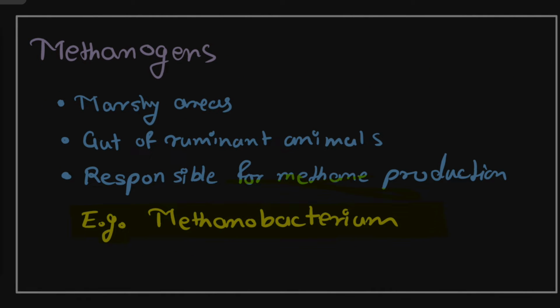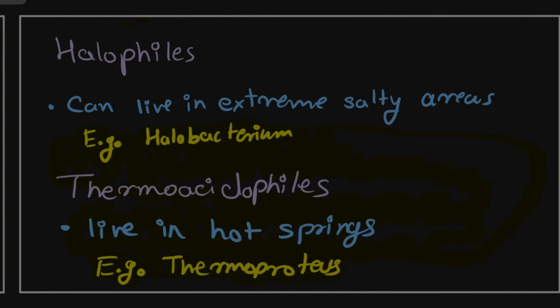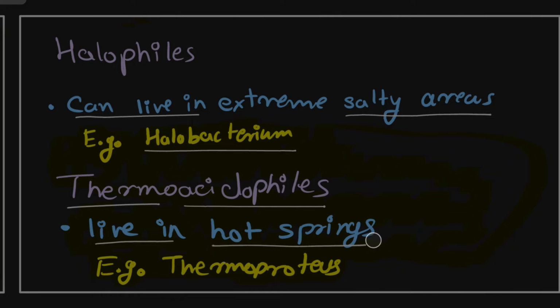Methanogens. These bacteria are found in marshy areas, also in gut of ruminant animals like cow. These are responsible for production of methane, that is CH4. Example is methanobacterium. Next is halophiles. These bacteria can live in extremely salty areas. The example is halobacterium. Then thermoacidophiles. These live in hot springs or hot water bodies. Example is thermoproteus.